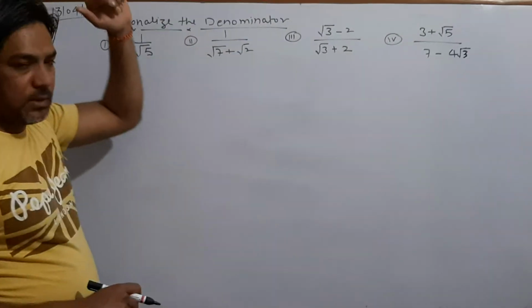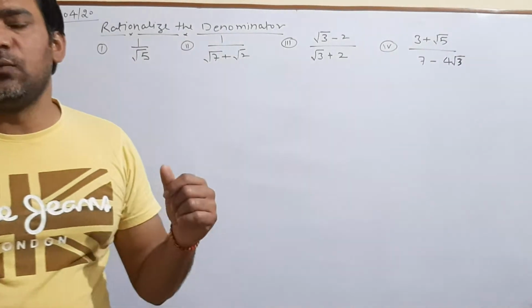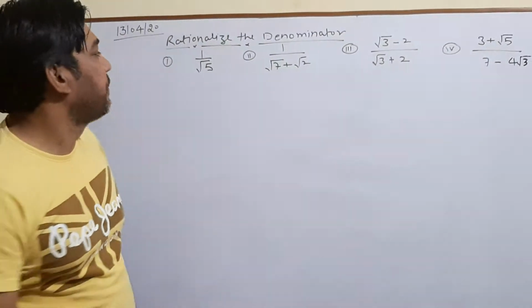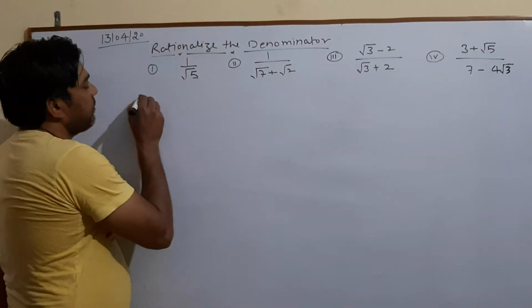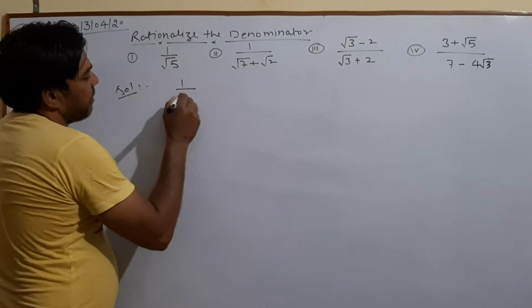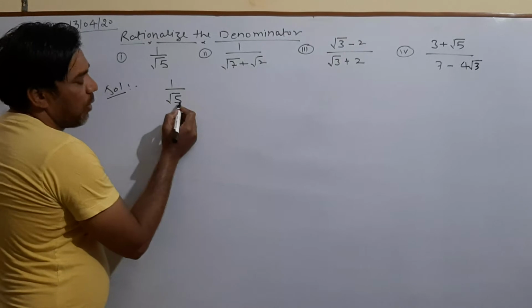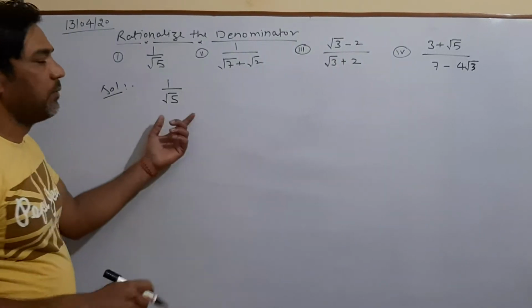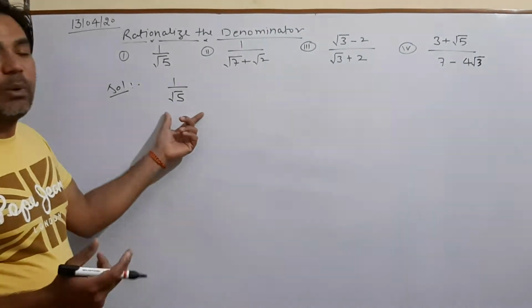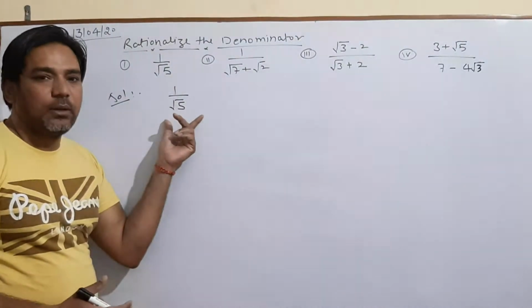Rationalize the denominator means to convert the denominator into a rational number, which means it would be any kind of integer, positive or negative, it doesn't matter. Now if we solve the first part, this is very simple: 1 upon under root 5. We need to rationalize this. The denominator is under root 5 and we need to convert it into a rational number, in the form of p upon q or as an integer, because all the integers are rational numbers.